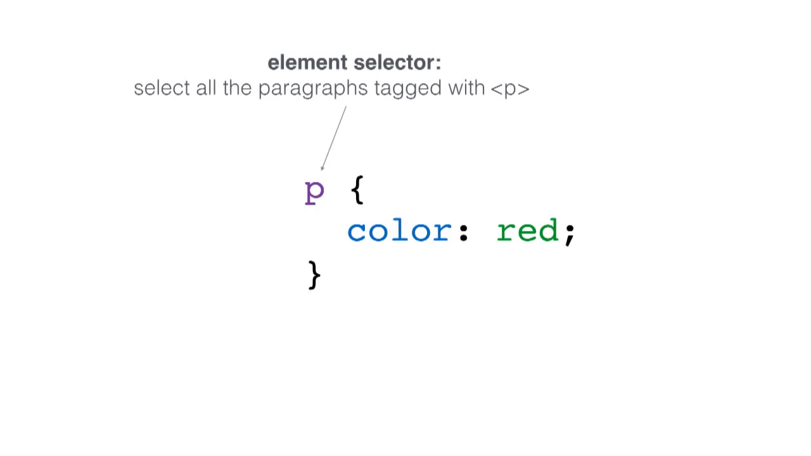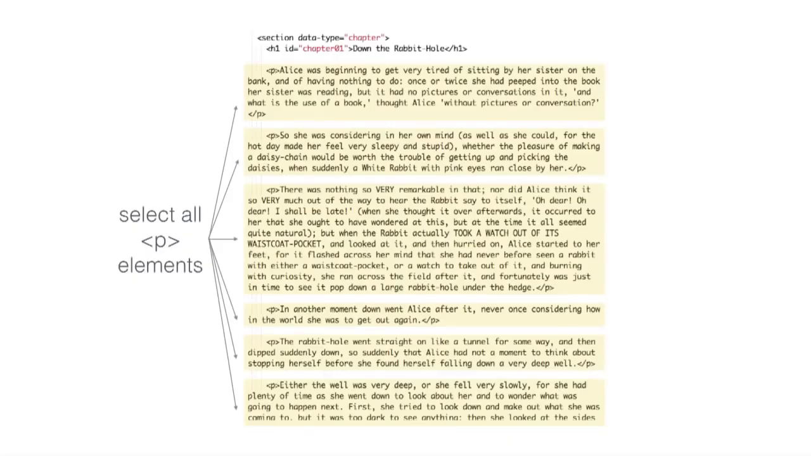The element selector selects based on the kind of tag that you've applied to the parts of your document. Unless you tell it otherwise, it will select every single instance of that kind of element. So, for example, every single paragraph, like this selector. This tiny line of code would then select all of these paragraph elements that are in this block of HTML.